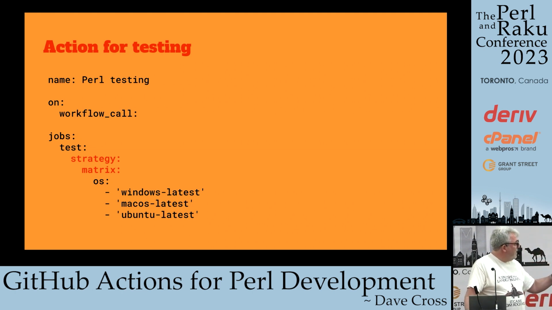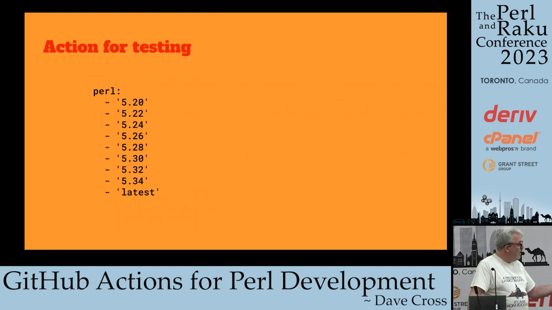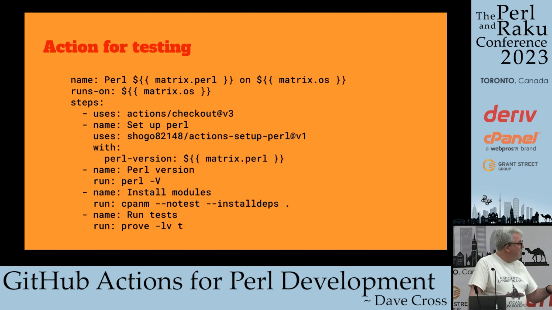And what we've defined here is a matrix where we've got 3 different operating systems that we want to run this test on. And paging down the file, we've got, I think, 9 different versions of Perl, and obviously I haven't updated it to add the latest version of Perl yet. And then we get to the actual definition of the job.